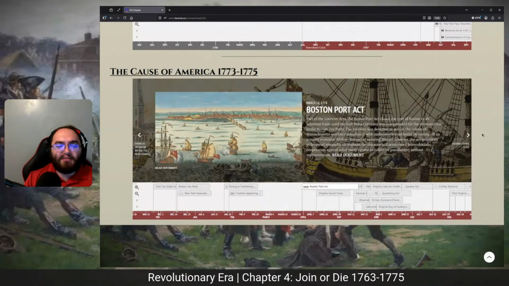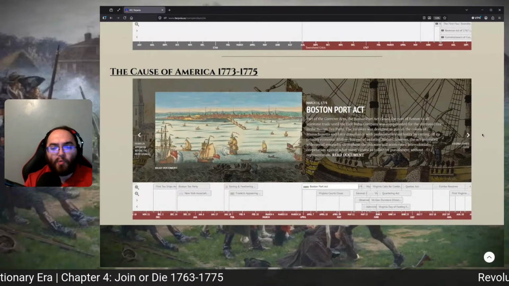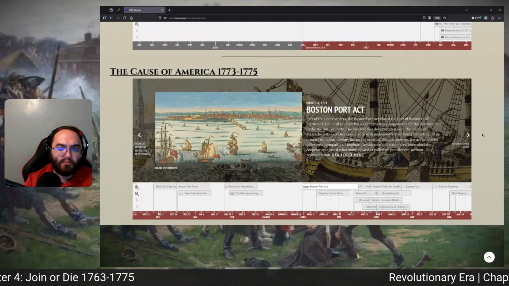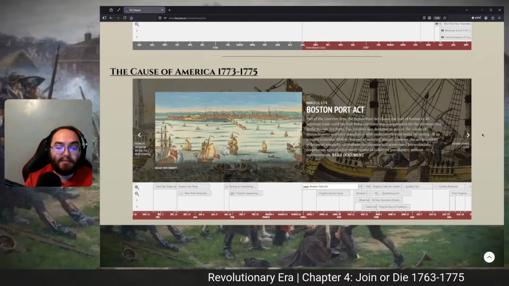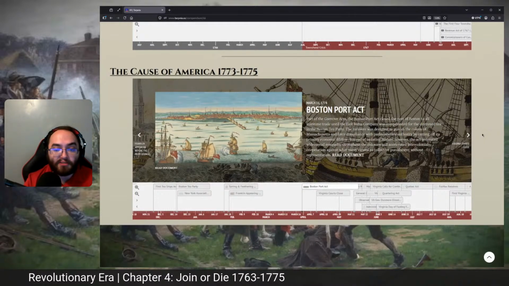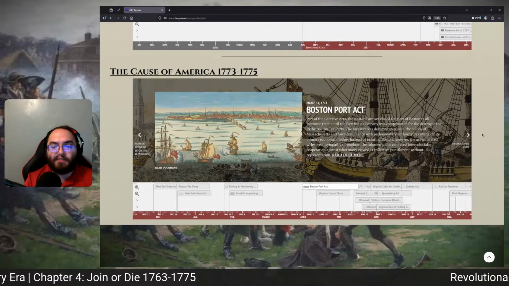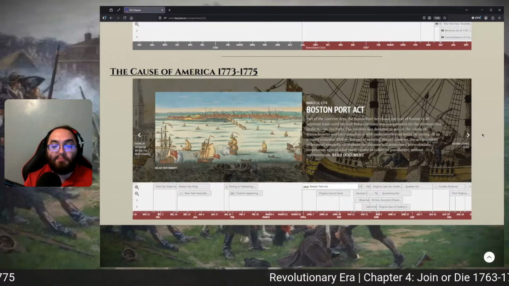And then you have the Boston Port Act. This is the first of the Coercive Acts, as the British called them. The Patriots called them the Intolerable Acts. And so the Boston Port Act closed the port of Boston to all maritime trade until the East India Company was compensated for the destroyed tea in the Boston Tea Party.